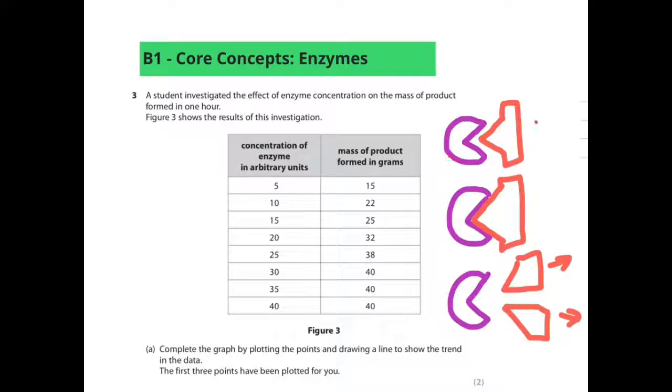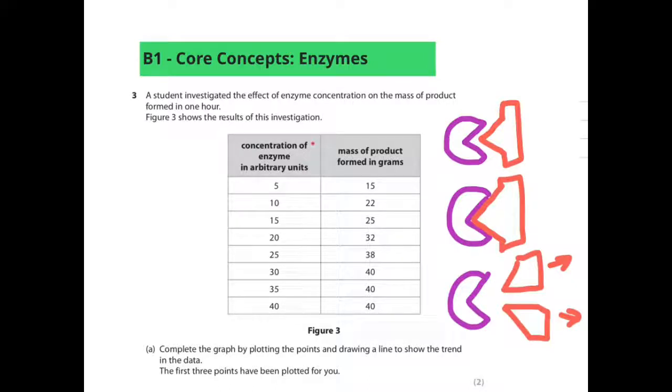So the active site of an enzyme will bond with a specific substrate. It will form an enzyme substrate complex, and then the enzyme will go to work helping the molecule break up very quickly to form products. So we're investigating the effect of enzyme concentration, how many enzymes there are, on the mass of product, the quantity of product formed in 1 hour.